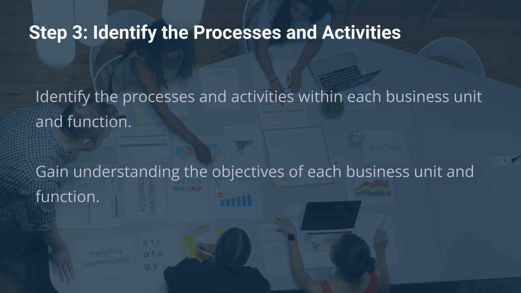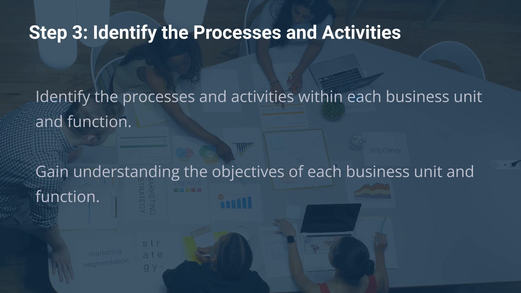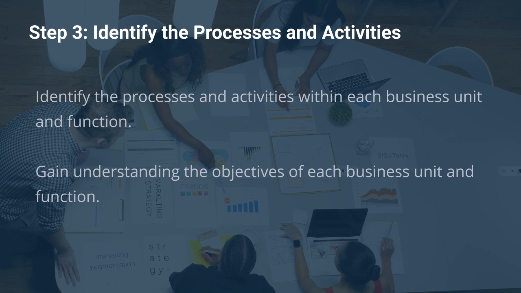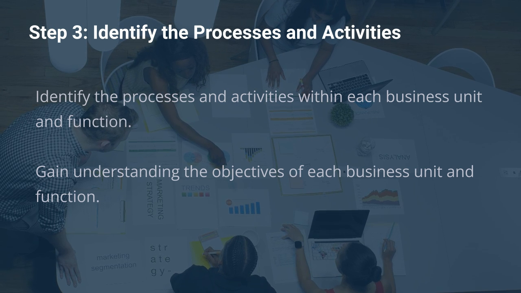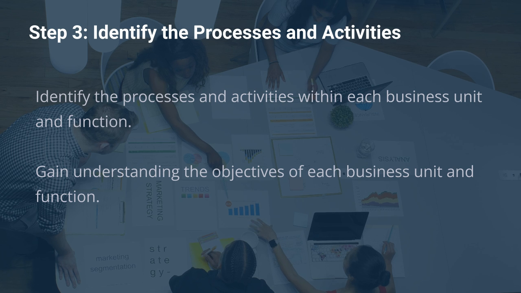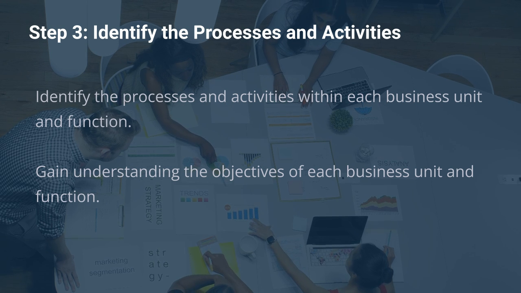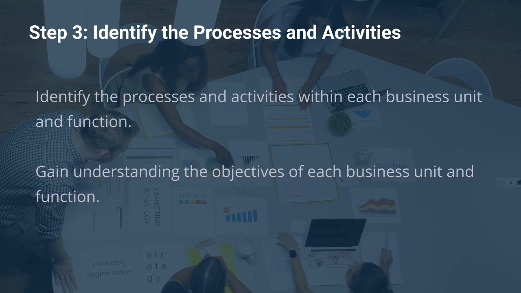Once the business units and functions have been identified, the next step is to identify the processes and activities within each business unit and function. This involves understanding the objectives of each business unit and function and how each process and activity contributes to the organization's overall objectives and goals.